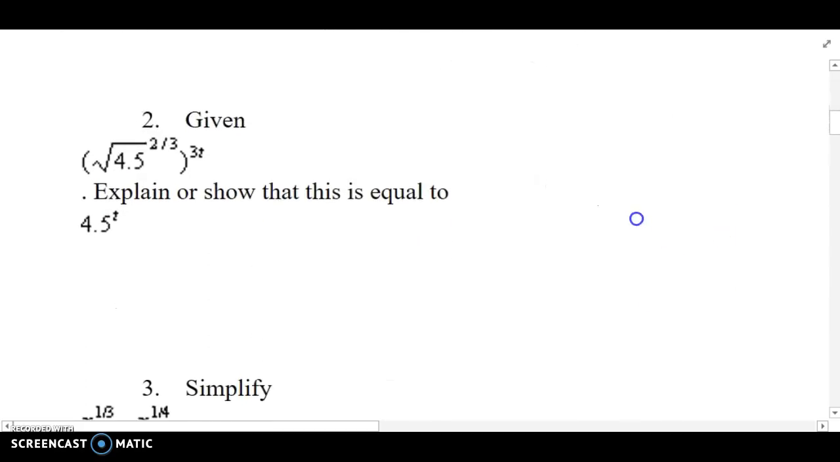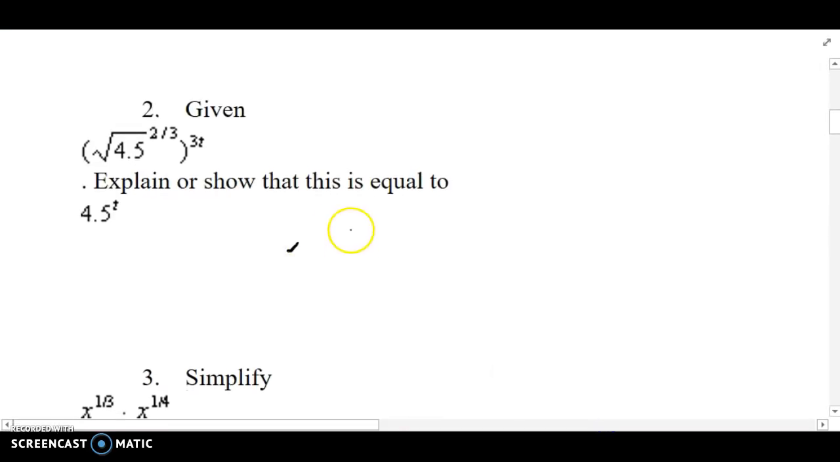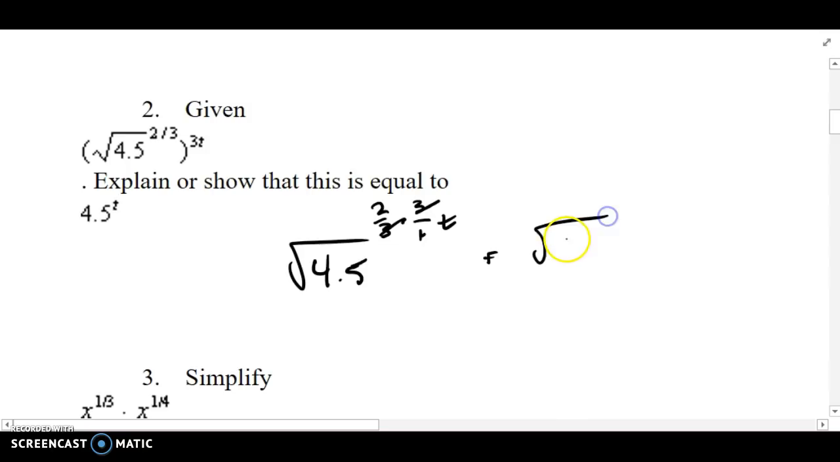Question number 2, we're given that statement and we want to prove that it's equal to that. Again, with this type of question, you're just learning to rewrite things. So let's rewrite this power. We have the root, and we have 2/3, and then 3t is the same as 3 over 1t, and then these are going to cross cancel. So we get the square root of 4.5 squared t, and the root and the 2 are going to cancel, and we get 4.5t. So just understanding that we can rewrite things using our rules.